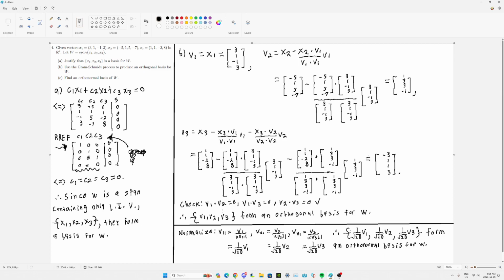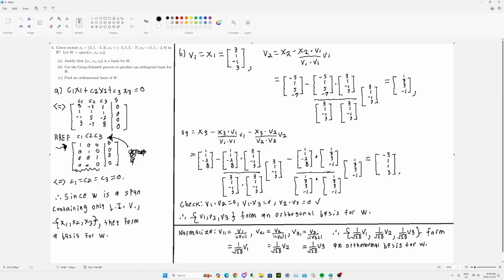V1, V2, V1, V3, V2, V3. They're all equal to 0, so they're all orthogonal. So therefore, v1, v2, v3 form an orthogonal basis for W. Let's see. Find an orthonormal basis of W.